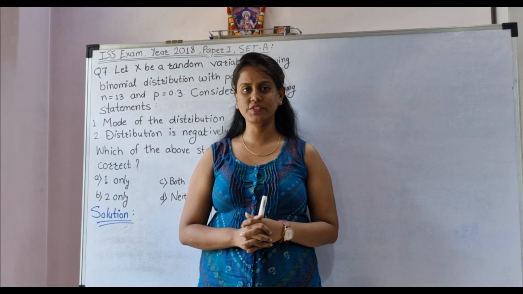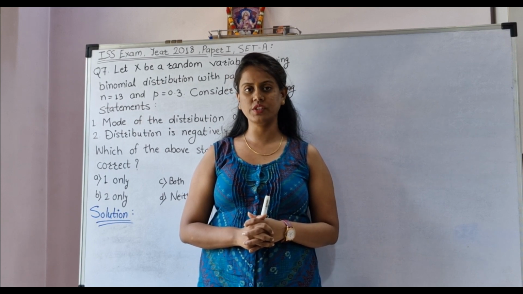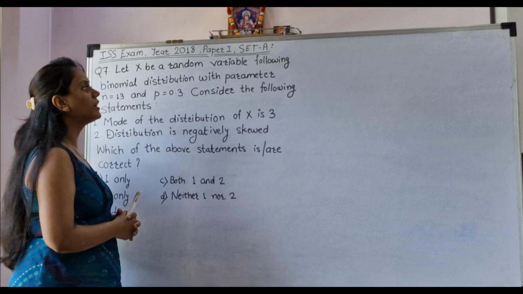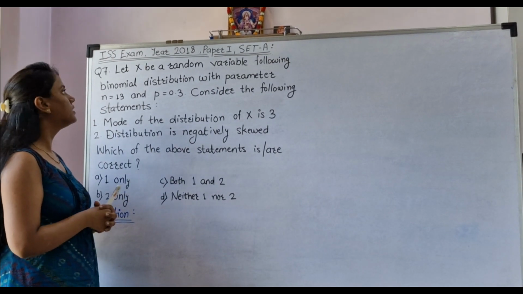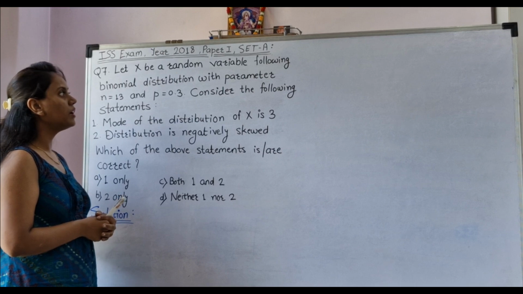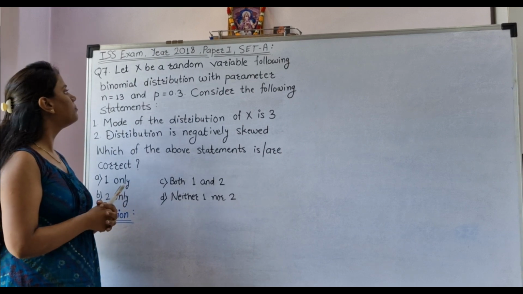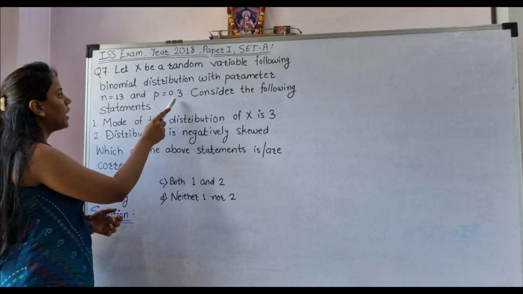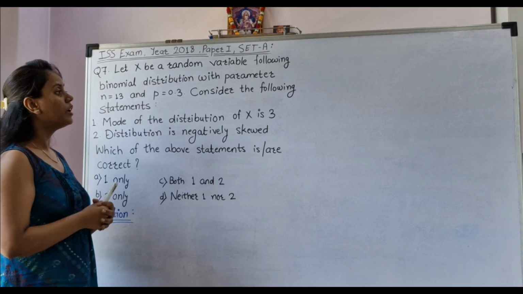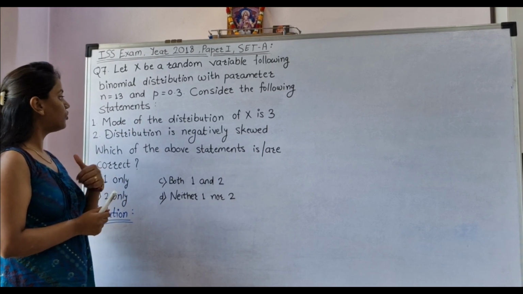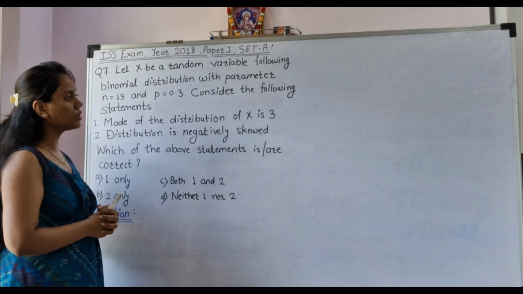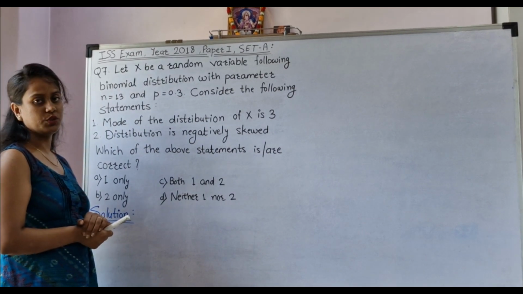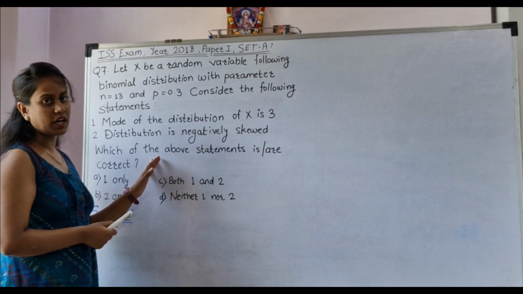In today's video lecture, we will discuss a multiple choice question from ISS exam year 2018 paper 1 set A. Question number 7. Let x be a random variable following binomial distribution with parameter n equals 13 and p equals 0.3. Consider the following statements. First statement, mode of the distribution of x is 3. Second statement, distribution is negatively skewed. Which of the above statements are correct?